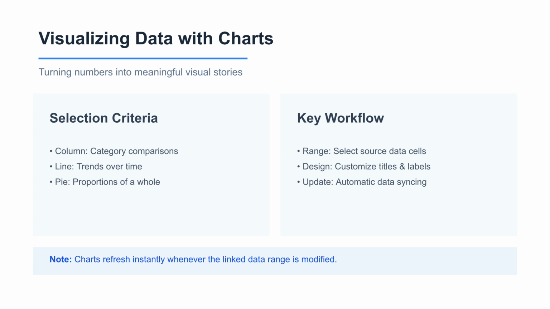Visualizing data turns numbers into meaningful stories. Choose your chart type based on your goal: column for category comparisons, line for trends over time, and pie for proportions of a whole. The key workflow involves selecting your data, customizing the design, and relying on automatic data syncing. Charts update instantly when data is modified.